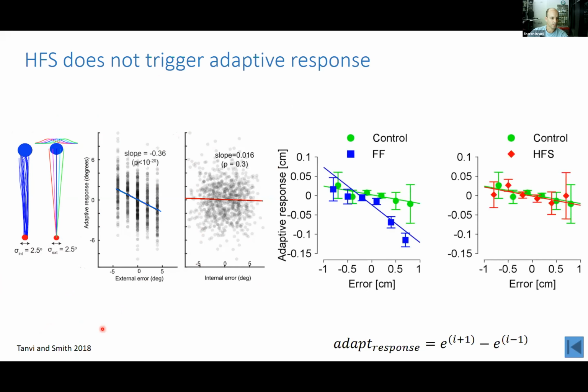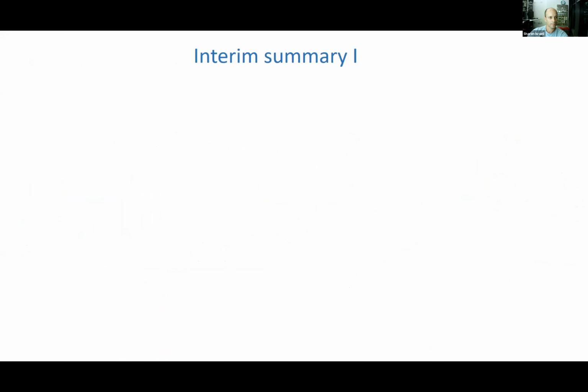Here we first measured the adaptive response during control tries and compared it to the adaptive response during force field tries and found significant differences between the regression lines. However, we found no difference between the regression lines of control tries compared to HFS tries. These findings illustrate that HFS doesn't trigger an adaptive response as external perturbation does. Namely, the added noise during HFS may be considered as an internal noise.